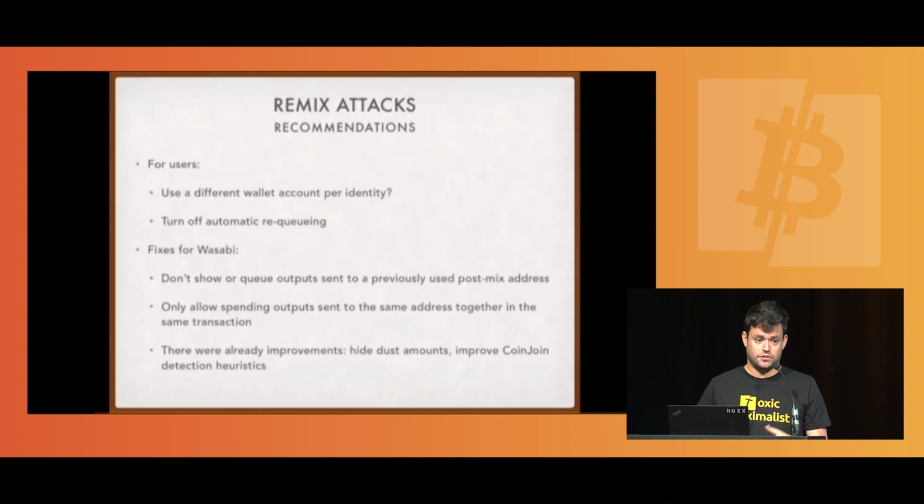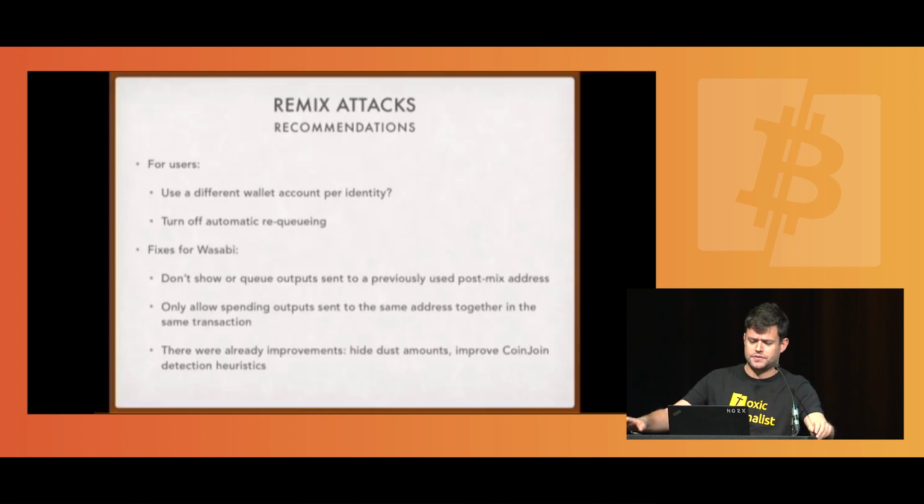Another thing you could do is just turn off automatic requeuing and manage it manually. So if some coin doesn't meet your target anonymity set, you just requeue it yourself manually, and then you make decisions based on your own understanding of what's going on.